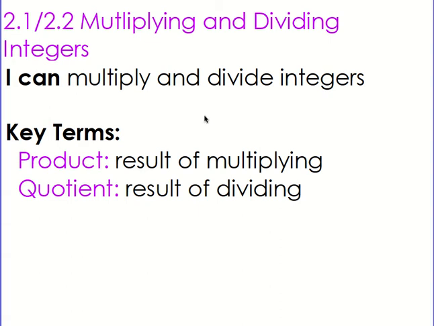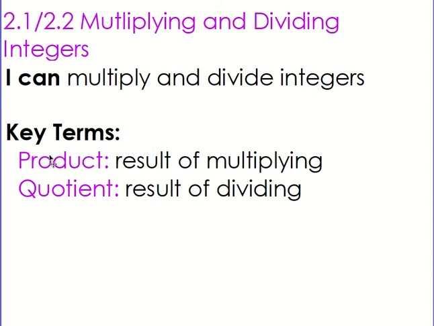So your I can at the top needs to say I can multiply and divide integers. So up at the header, make sure it says I can multiply and divide integers. And our key terms, or what we could also call our vocab, is product and quotient. So remember, product is the result of multiplying and quotient is the result of dividing.